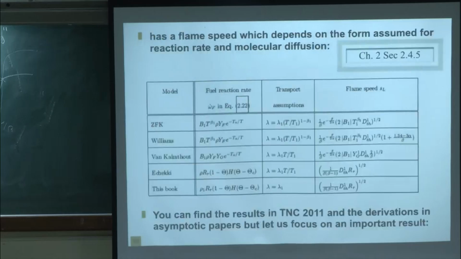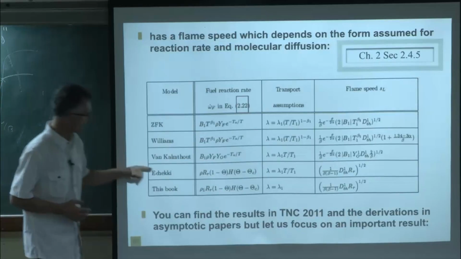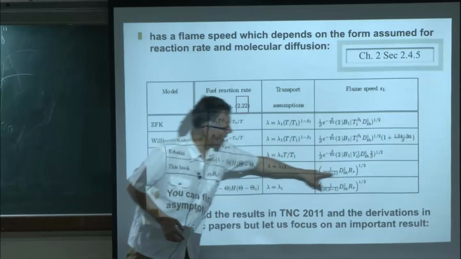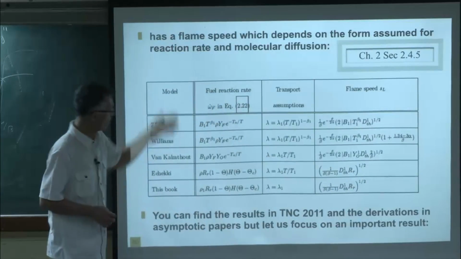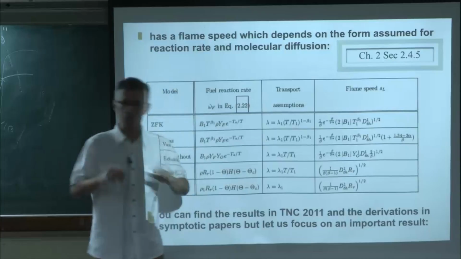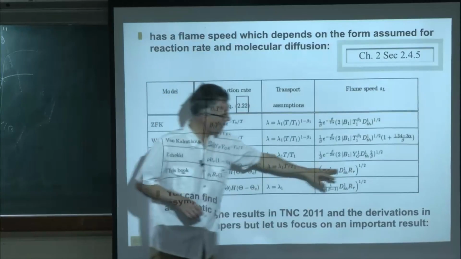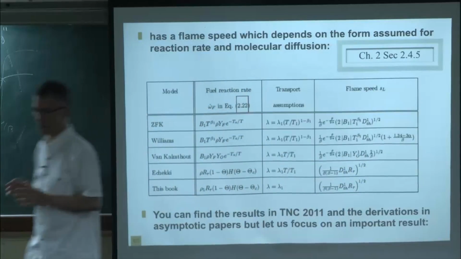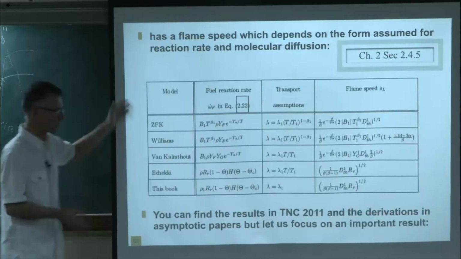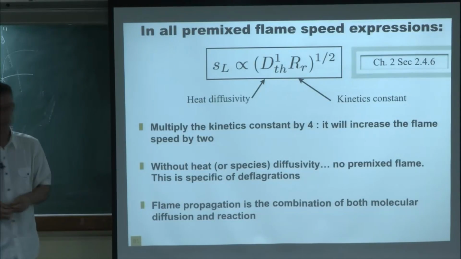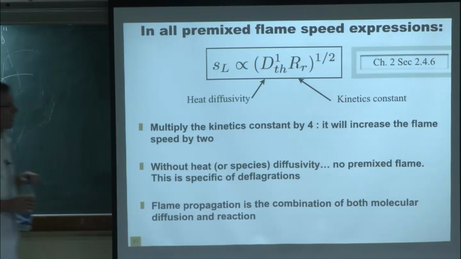Now, I've done one case. The case I've done is this one, Echeki here. If you assume the reaction rate is written by this expression, this is what you find for the flame speed. But there are many other formulas. If you want to keep the full formula, well, this is what you will get. In all the expressions, whatever you do here, you will always end up with something which is the square root of the diffusivity multiplied by the pre-exponential constant. This is always the case. In the book, you will find also the full expression, but for the moment, I don't need it. What I need you to look at is this expression now. The flame speed is the ratio of the diffusivity multiplied by kinetics to the 1/2.